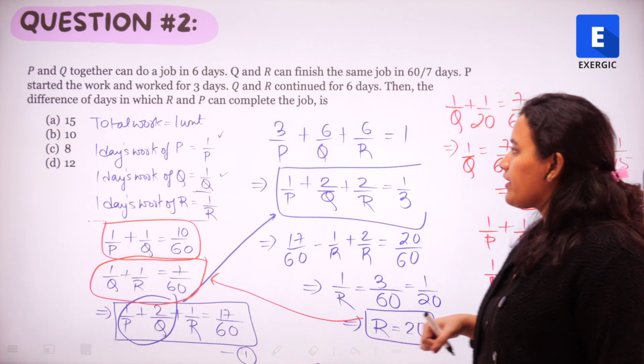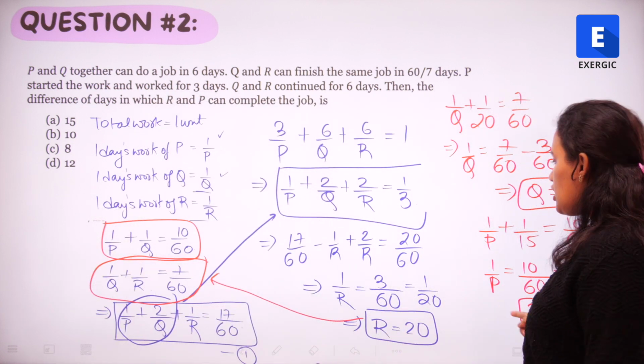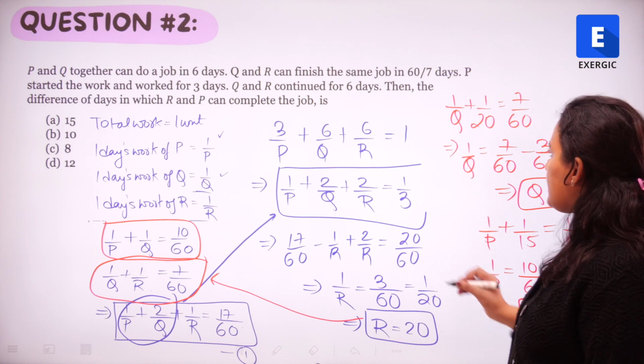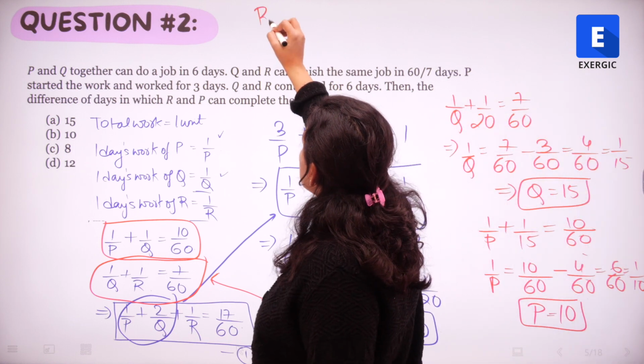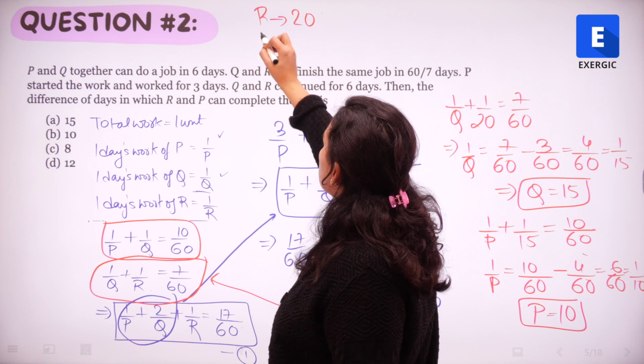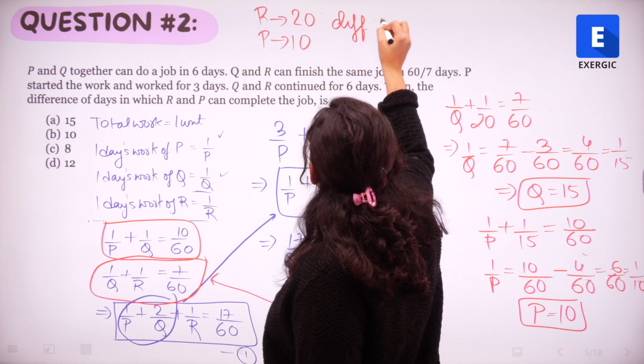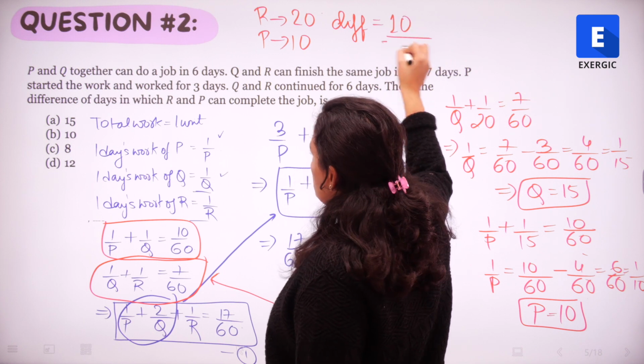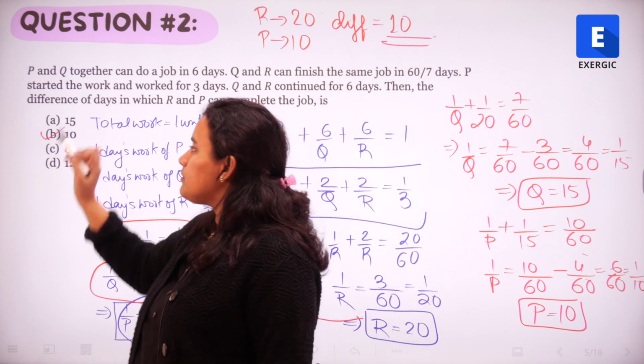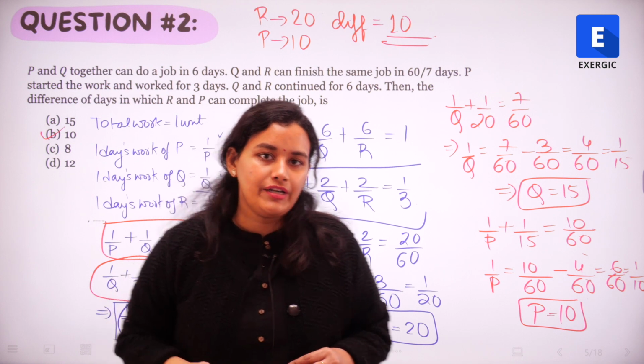Now what do I want to find out? The difference between the time that R and P takes. So R takes 20 days, P takes 10 days, right? So R is taking 20 days to do the work alone, P takes 10 days. So the required difference is equal to 10. So the answer is going to be option number B, which is equal to 10.